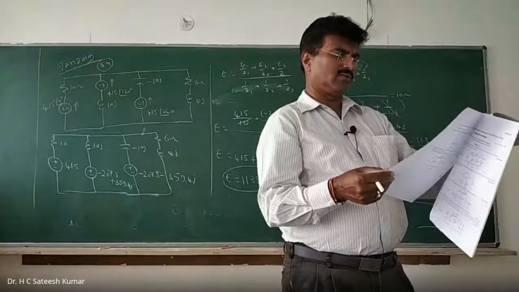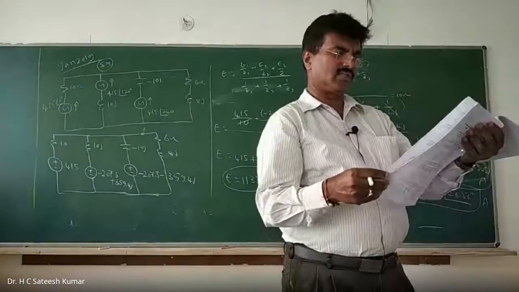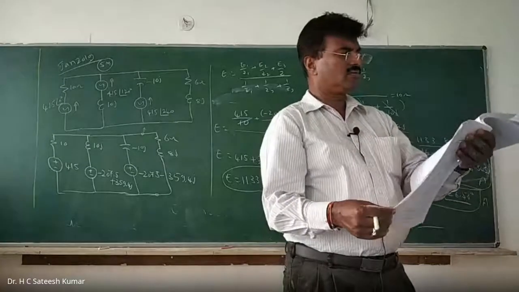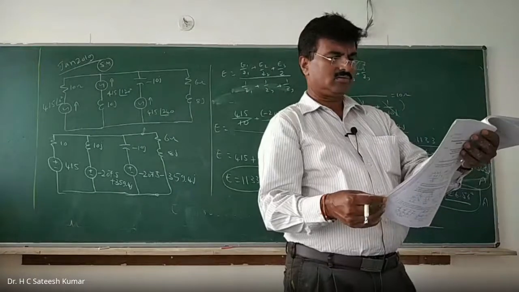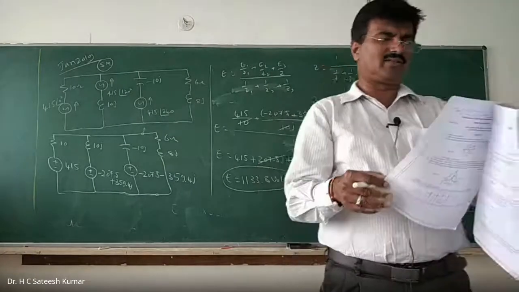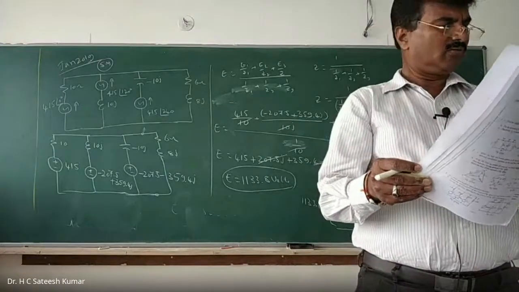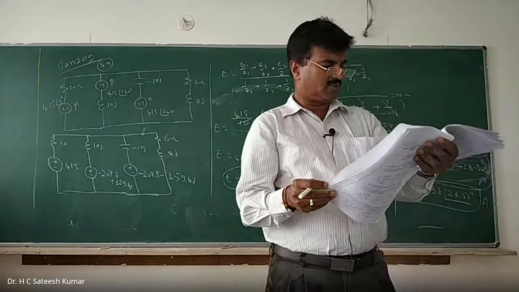2016, we don't have any problem at all. Let me see in some other scheme. Okay, right. State and explain Millman's theorem. That's all. 16 paper. If I go for 15 paper now, yeah, we have one problem. Very simple one is there.